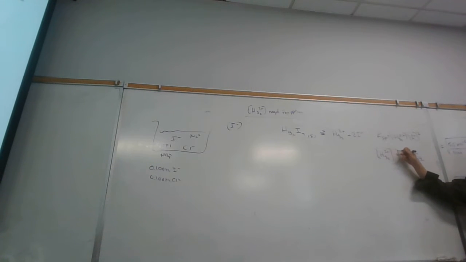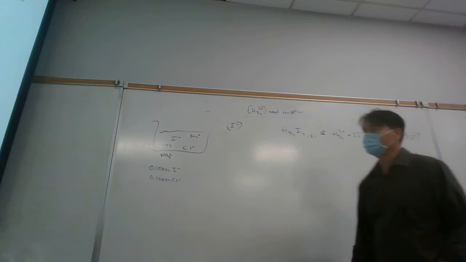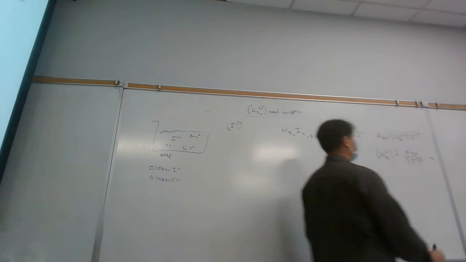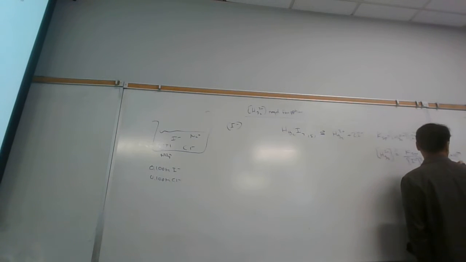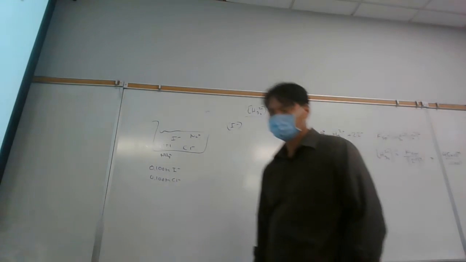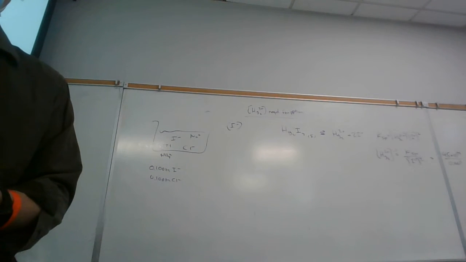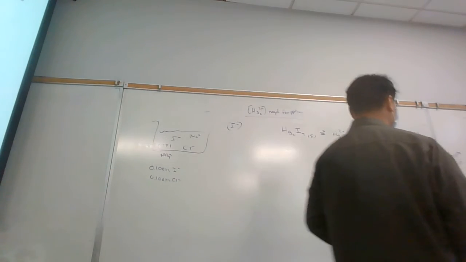In order to precipitate, I need to go above it, right? And then we'll precipitate. That concentration is, well, the KSP for mercury 1 iodide is 4.5 times 10 to the minus 29, divided by the iodide concentration squared. So 4.5 times 10 to the minus 29 divided by 0.1 squared. 4.5 times 10 to the minus 27.